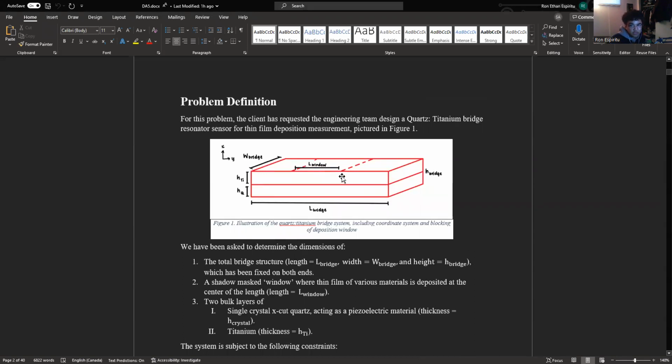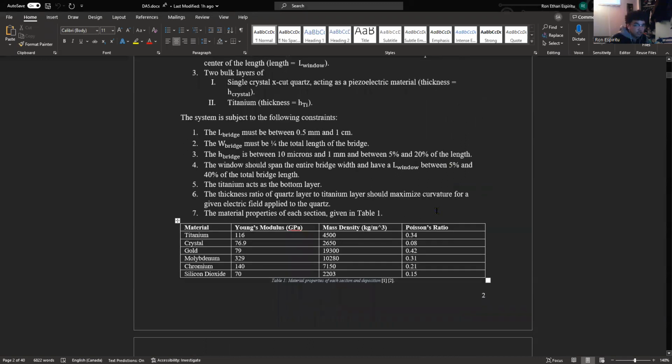The length of this window is another dimension which we need to evaluate. Our system is considered to be functioning when its sensitivity is above 0.0002%. There are several constraints which keep our bridge within certain dimensions, one of the more important ones being that the bridge width is a quarter of its length. Furthermore, the ratio of the two layer thicknesses is to be one that produces the most strain under an electric field. I mainly focus on the building of the Python optimization and the analytical calculations.